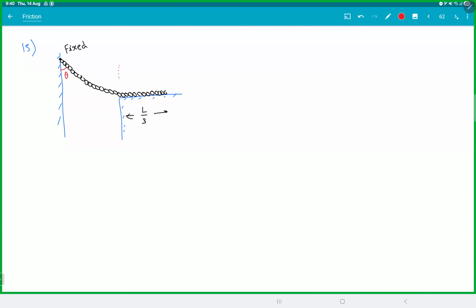So basically this is the boundary there. That part of the chain is hanging in air and this part is L by 3. Gravity is there and the coefficient of friction is mu. Let it be mu only. Mass of the chain is m, total length of the chain is L. Are you getting the picture? A part of the chain is hanging on the floor, remaining part is on the table. Find theta if the chain is about to slip.